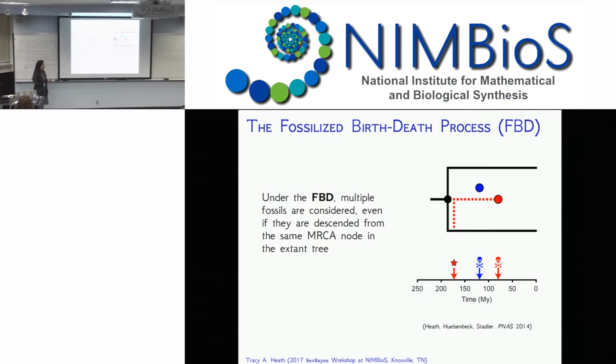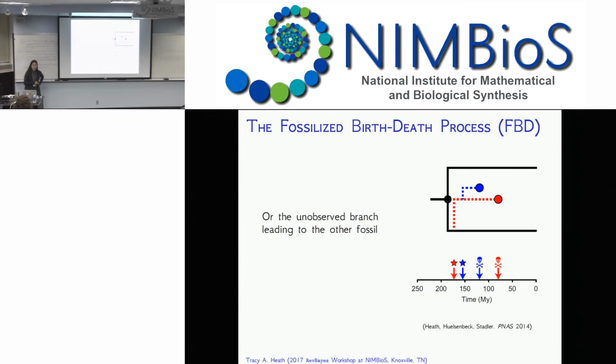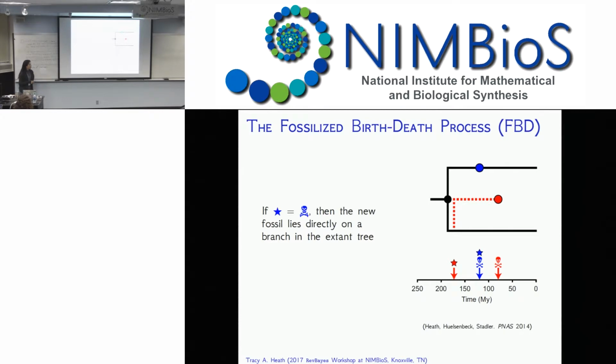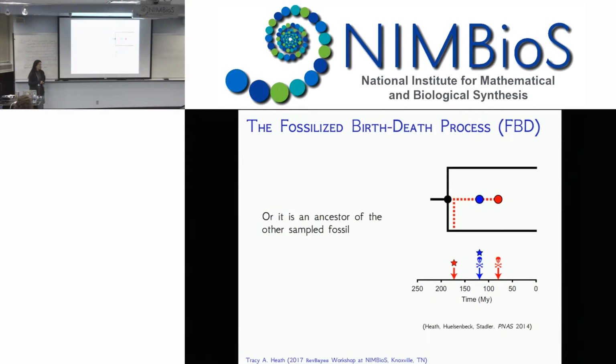And then under this fossilized birth-death process, we can also account for the fact that there are multiple fossils that might be descended from a given node or might fall within our tree. So if we have this second fossil that is observed at this blue time, it might speciate off the tree, it can then speciate off either of the lineages leading to extant taxa or off of that lineage leading to its fossil relative. And if we happen to sample a time where it represents a sampled ancestor, then it can be a sampled ancestor of any of the extant lineages or of the fossil that's actually younger than it.